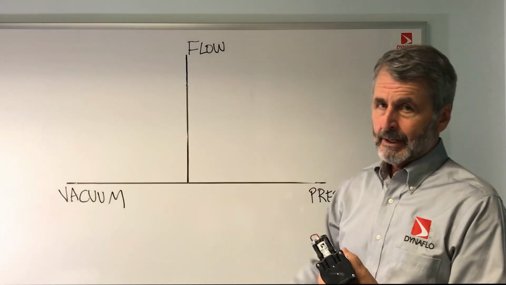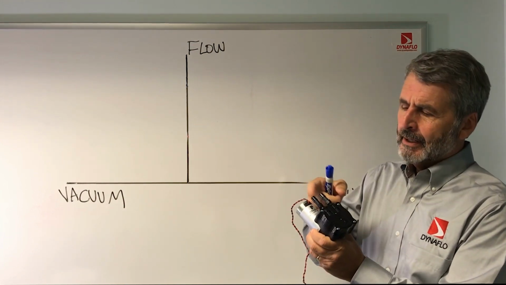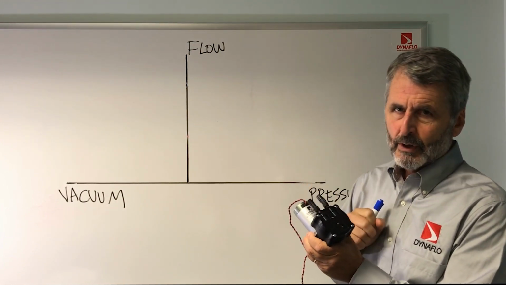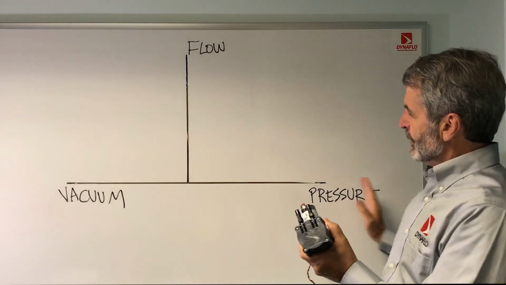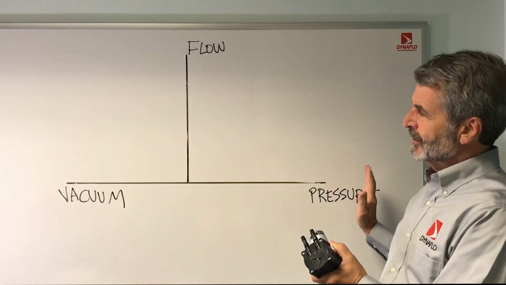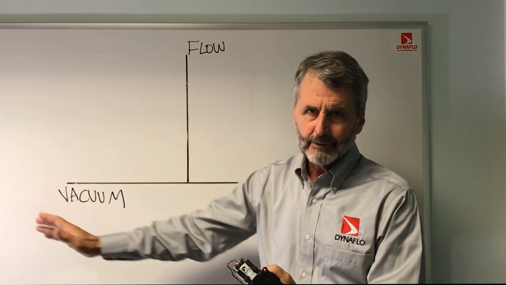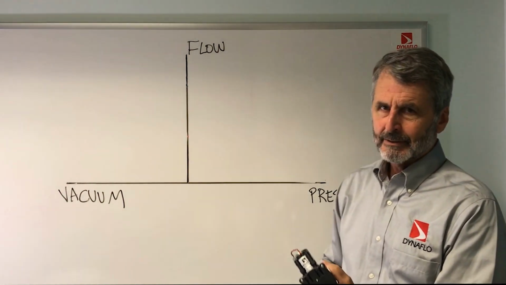They have to be done independently because the way a diaphragm pump works is it has an inlet for vacuum and an outlet for pressure. You have to do these curves one at a time. It's typically done with flow on the vertical axis, pressure on the horizontal axis to the right, vacuum on the left. They can be independent curves or they can be done combined like this.